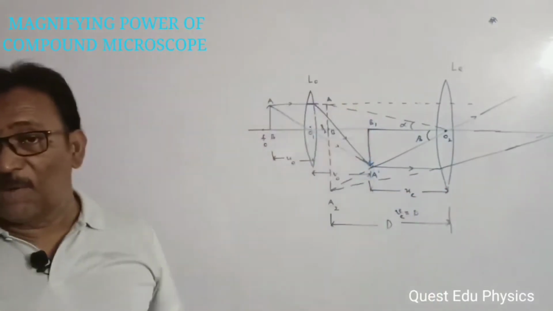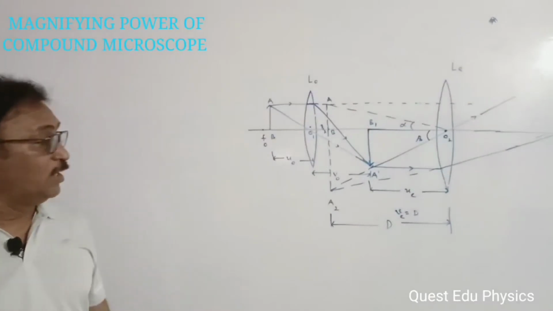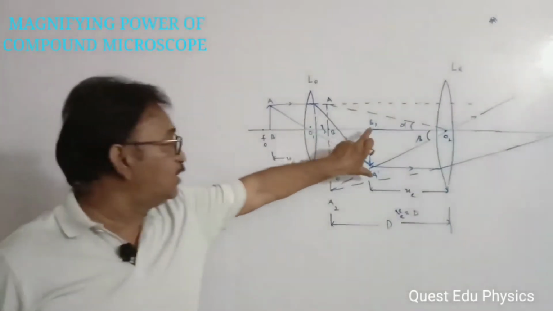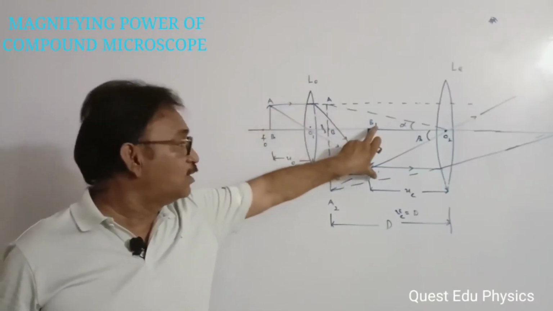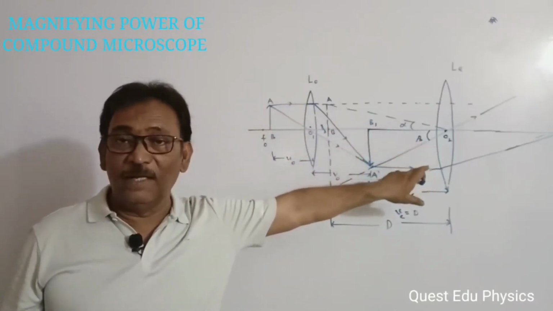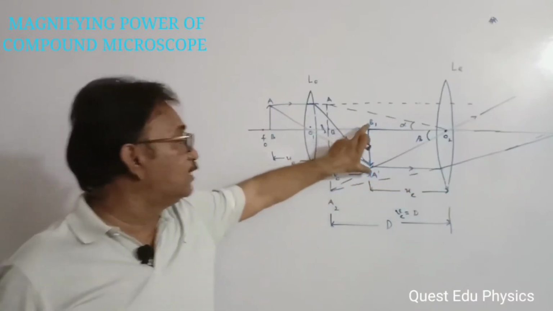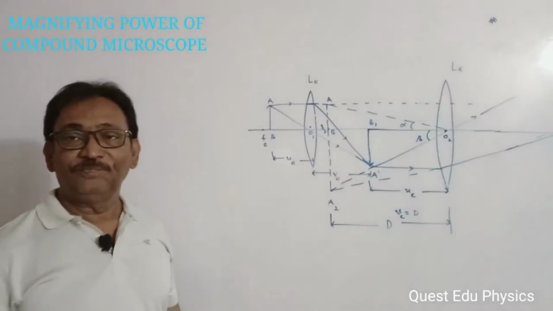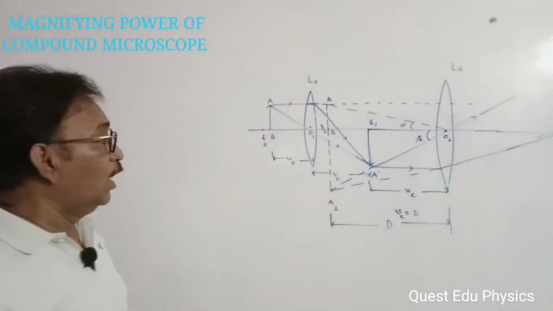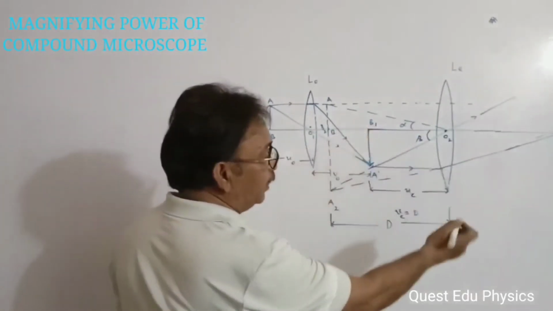Distance of the object from the eyelens. Okay, students, see this. This image which is formed by the objective acts like the object for the eyelens, and it takes this as the object and forms the image at the least distance of distinct vision. Okay, students, watch this carefully according to the definition.